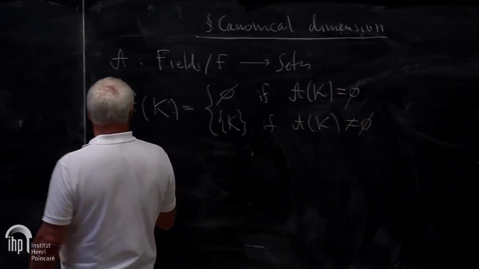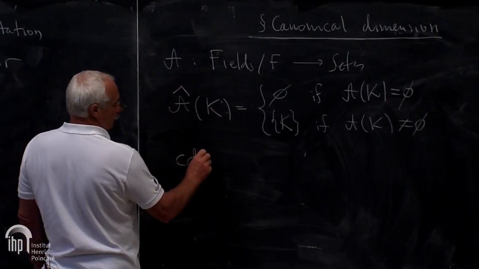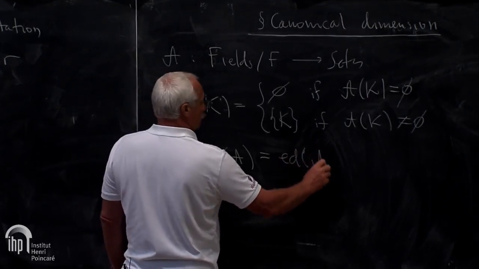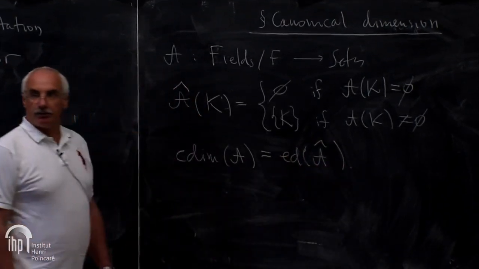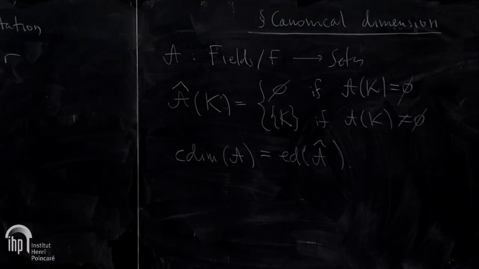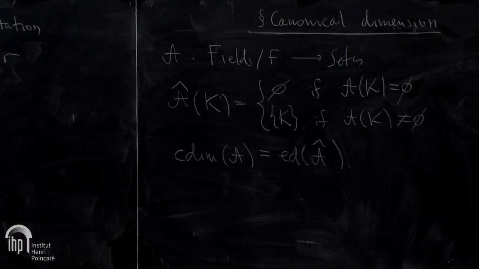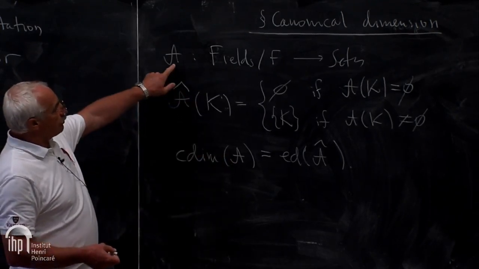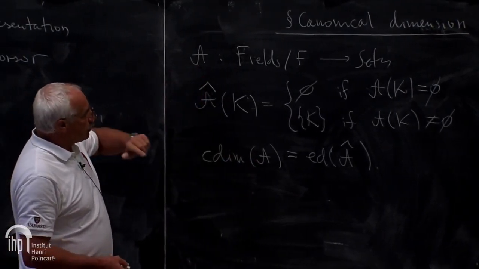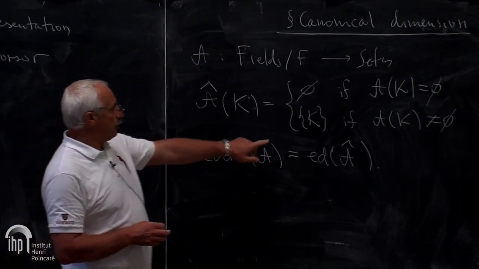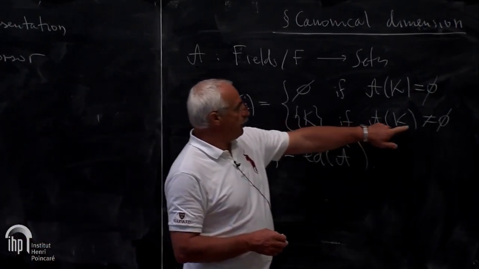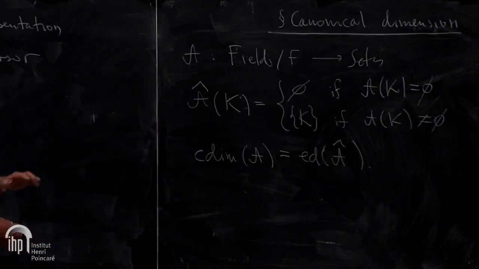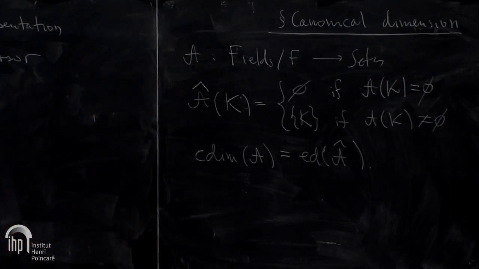And we call the canonical dimension of A just the essential dimension of that functor. Well, it looks quite artificial, but it's another number measuring something about the functor A. And by the way, it depends only on the class of field extensions for which A of K is non-empty. So essentially, it's a measure of the class of field extensions, closed under extensions.